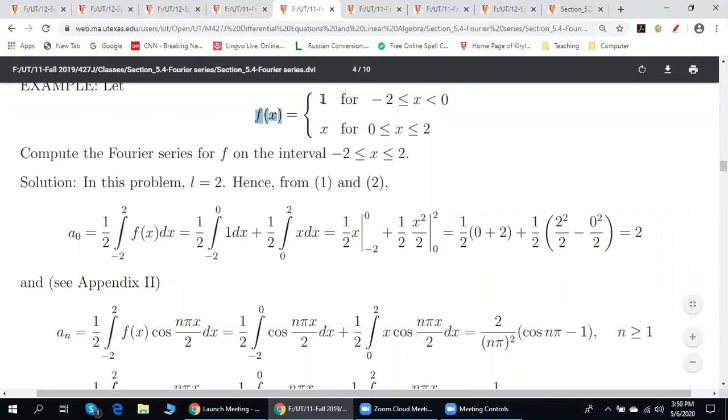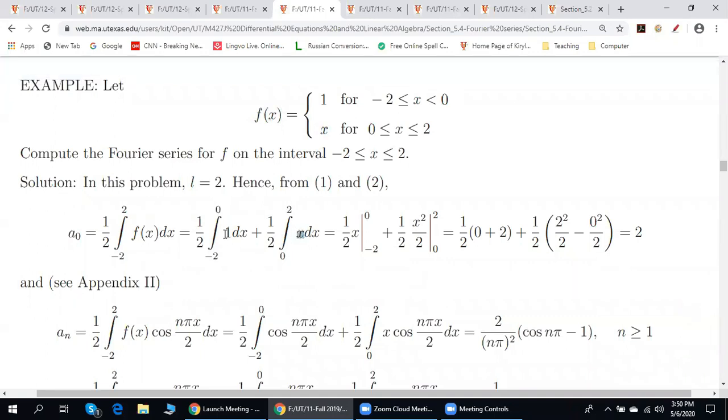Our function is equal to 1 over this interval. Here's 1. And our function is equal to x over this interval. Here's x. By calculus 1, the antiderivative of 1 is x. The antiderivative of x is x squared over 2. We plug in the numbers. We do arithmetic. So A0 is equal to 2.